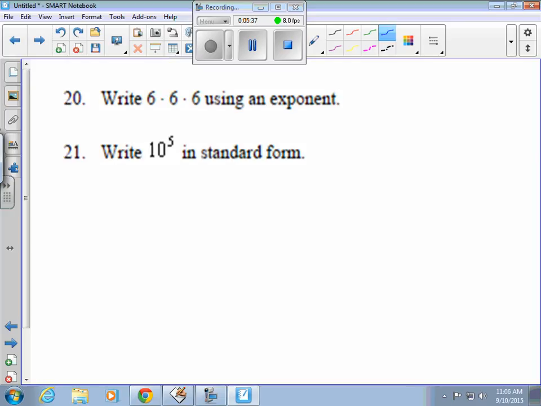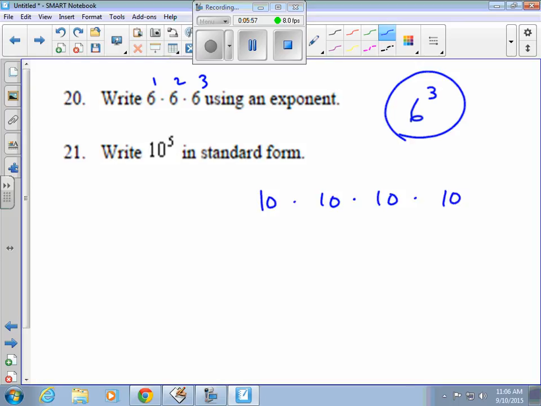Number 20 and 21 are kind of backwards of each other. 20 says to write 6 times 6 times 6 using an exponent. 1, 2, 3 is how many times it's multiplying by itself. So it'll be 6 to the third power. 10 to the fifth power in standard form would be 10 times 10, 5 times. 10 times itself 5 times.